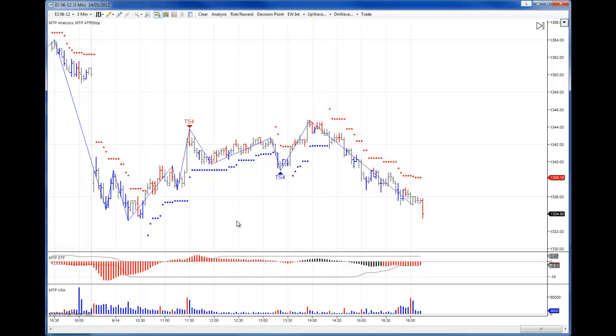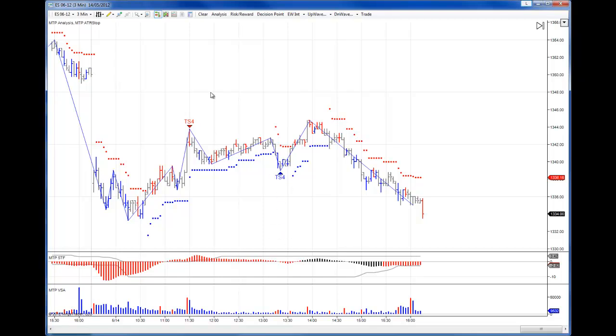So here we are on the surface of this. It looks like the STF was red, a little bit of black here but red, so pretty much down all day. Therefore standard traders would have been taking just sell setups, so they'd have been looking at this TS4 sell but avoiding the TS4 buy.